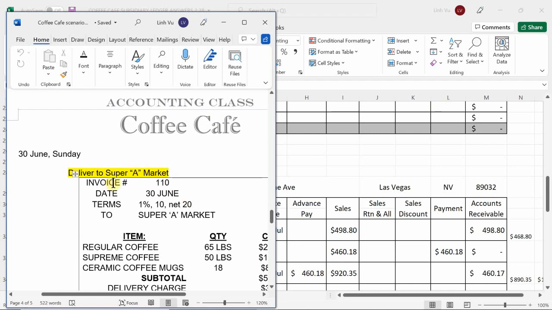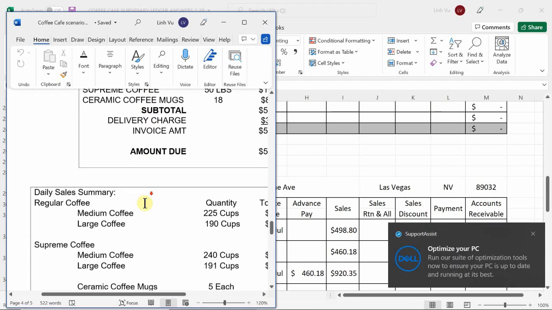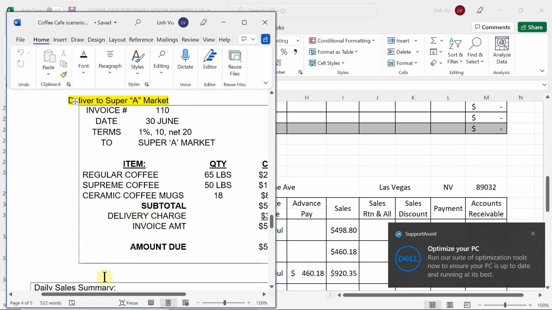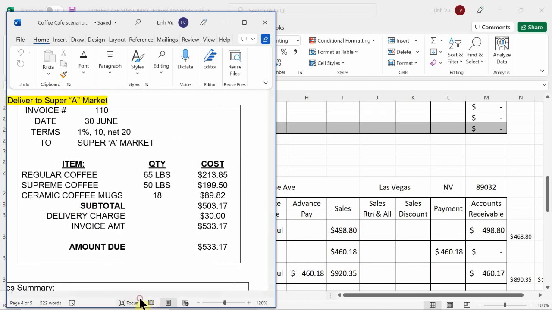We have to deliver to Super A Market for invoice number 110. So let's see. Super A Market, invoice number 110. This is what we delivered to them. We delivered 65 pounds of regular coffee and 50 pounds of Supreme coffee with 18 ceramic coffee mugs.